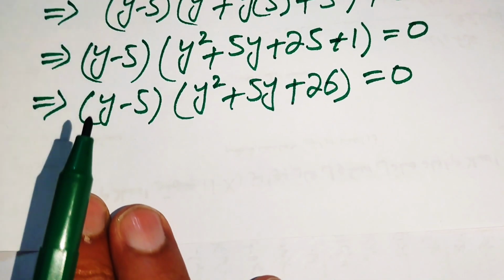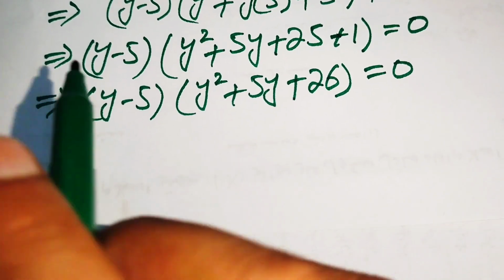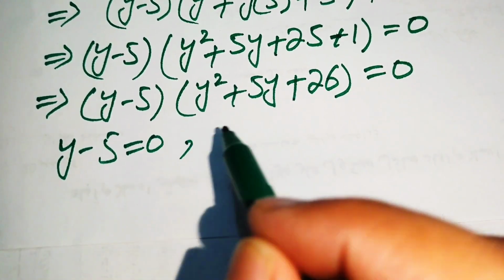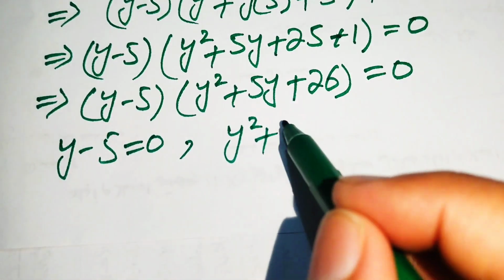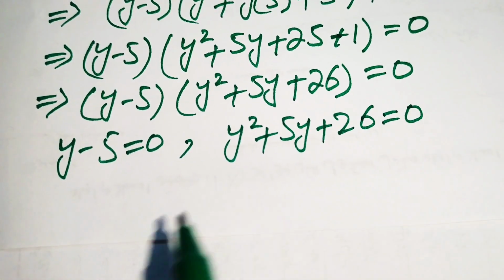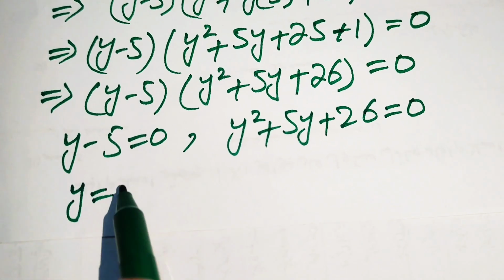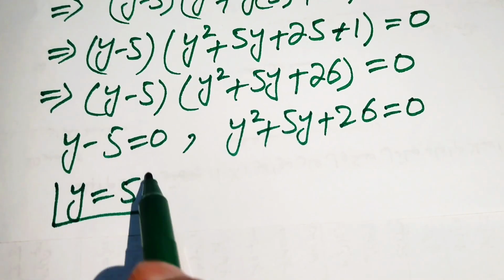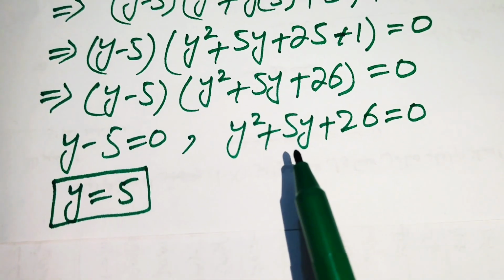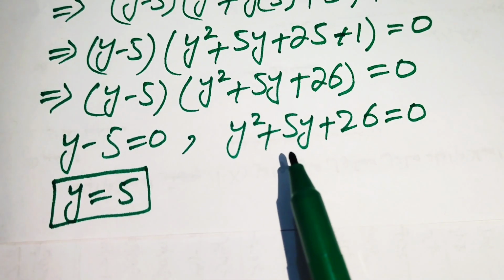And after that we have two cases here. Our first case is we take y minus 5 equals 0, and the second case is we take y square plus 5y plus 26 equals 0. In this case we have the value of y equals 5. This is the real value, and now we check whether this quadratic equation has a real root or not.